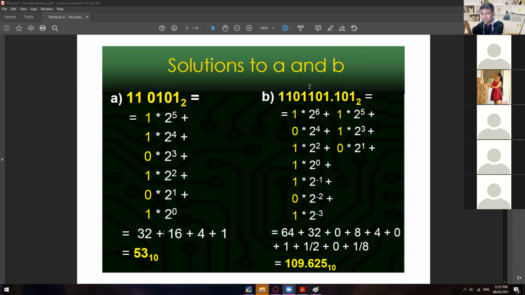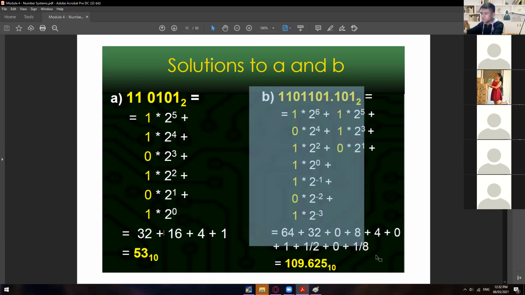Isabela. Cordon, Isabela. Anyway, so yeah, the answer for the letter B is 109.625. Okay. Anyway, so mahaba na sa mga segue.